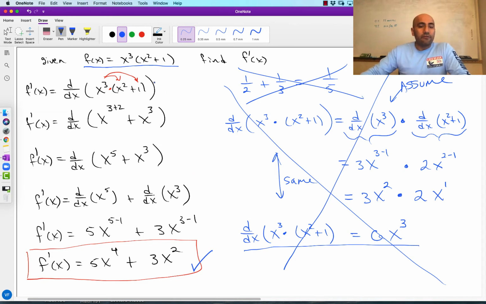But very, very soon, we will be working with functions that can be thought of as a multiplication, but actually multiplying them would take a lot of work, a lot of time, and they might not even be something we could do. So we've got to come up with a way to find their derivative. Okay, so let's just jump to what that rule is. How do you find the derivative of a multiplication of functions?